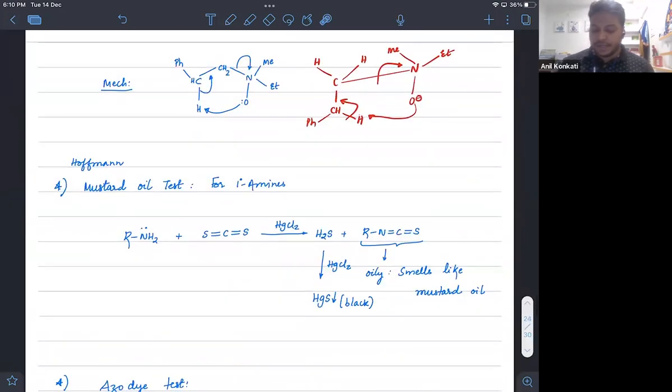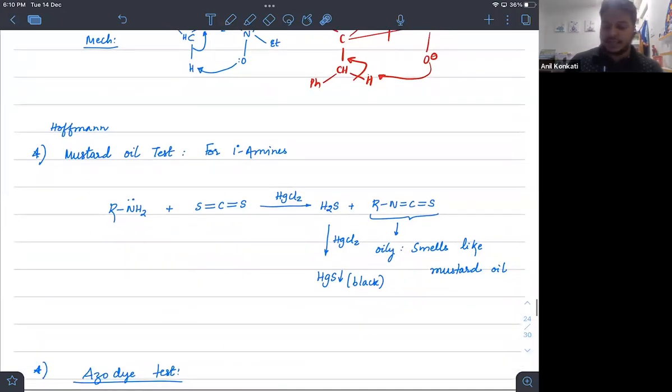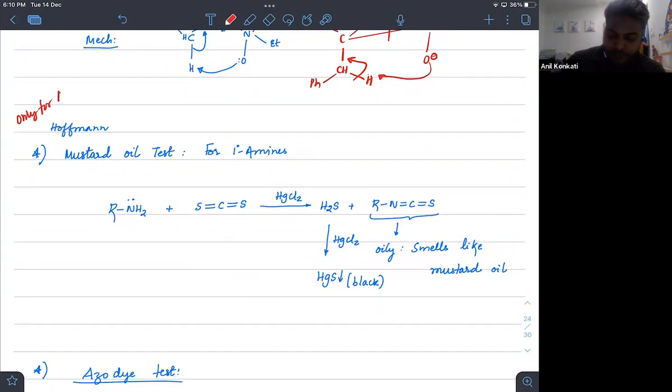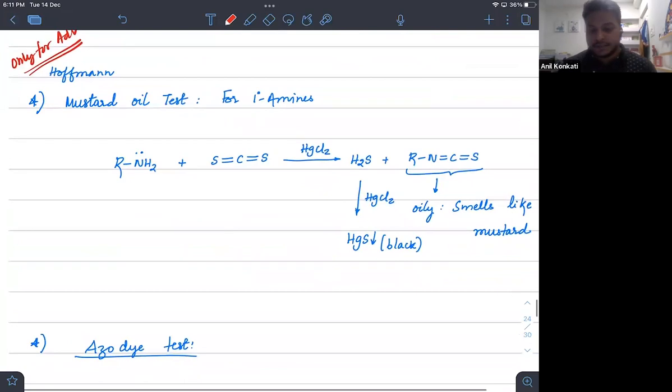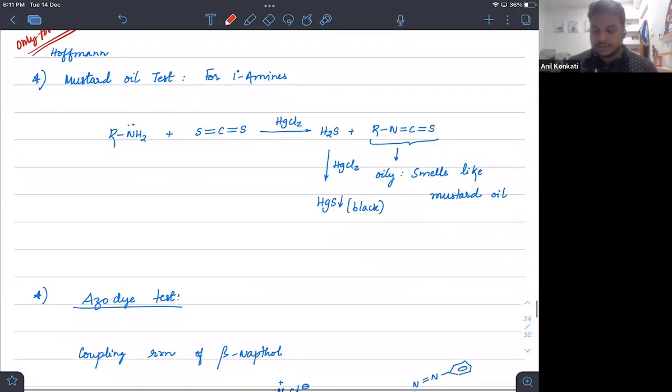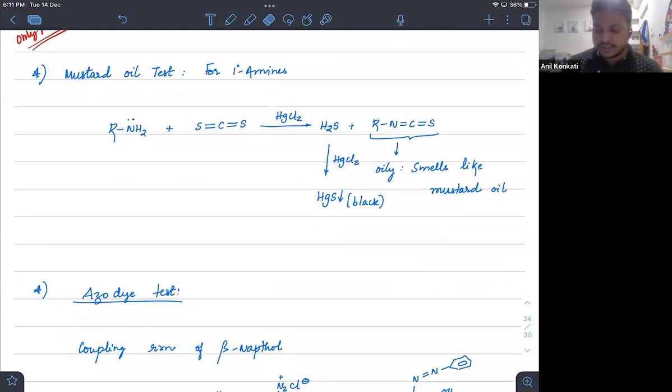Now, apart from that, one more test, again, this is only for advanced, known as the mustard oil test or Hoffman test, correct? Sorry, a Hoffman test is different. First, let us discuss mustard oil test. Mustard oil test is only for 1 degree amines. So if you take 1 degree amine, treat with CS2 in the presence of HgCl2.